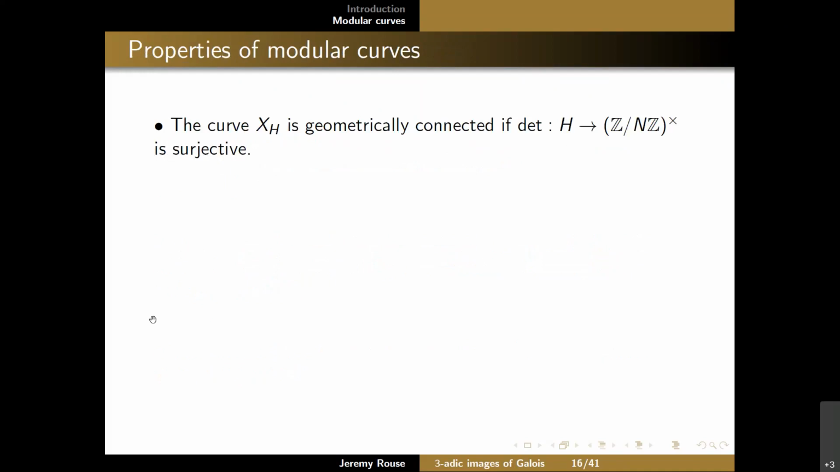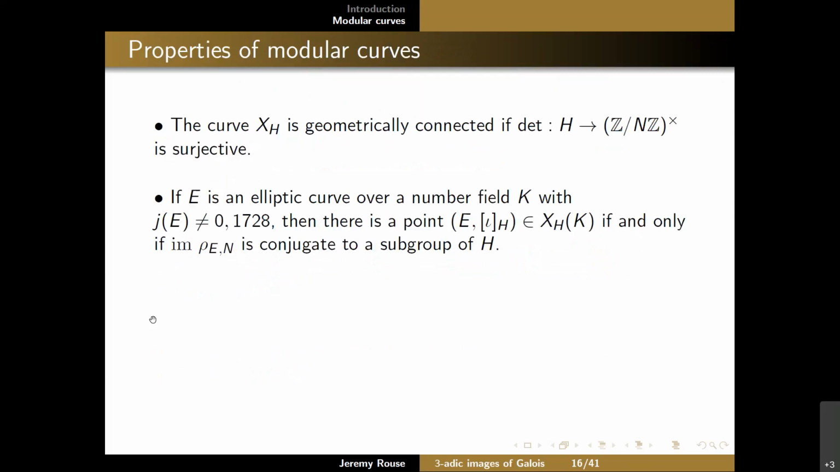The other thing, and this was mentioned in Rakvi's talk yesterday, is that if you have an elliptic curve over a number field K, and the J invariant is not 0 or 1728, then there is a K point on this curve X_H associated to E if and only if the image of the mod N Galois representation is conjugate in GL2(Z/NZ) to a subgroup of H. Rakvi had H transpose in her theorem yesterday, but whether or not that's true depends exactly on how you define what equivalence classes you put on these isomorphisms between E[N] and (Z/NZ) squared.